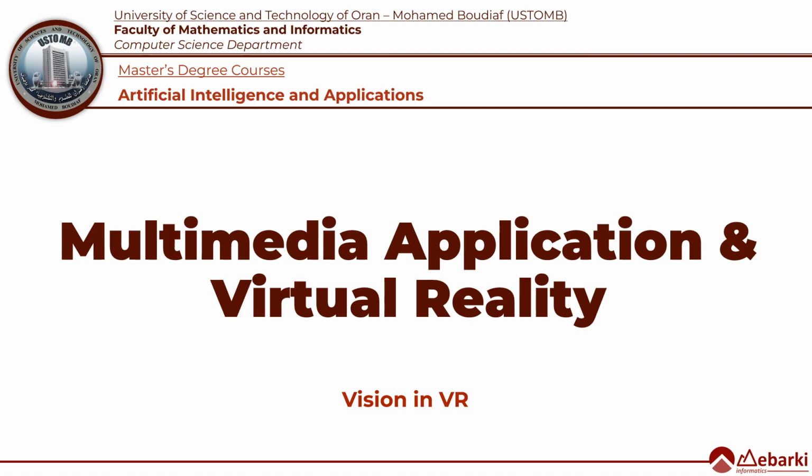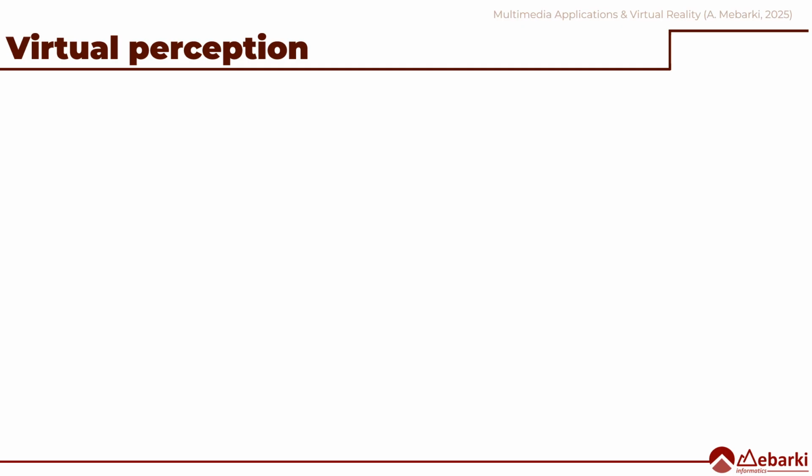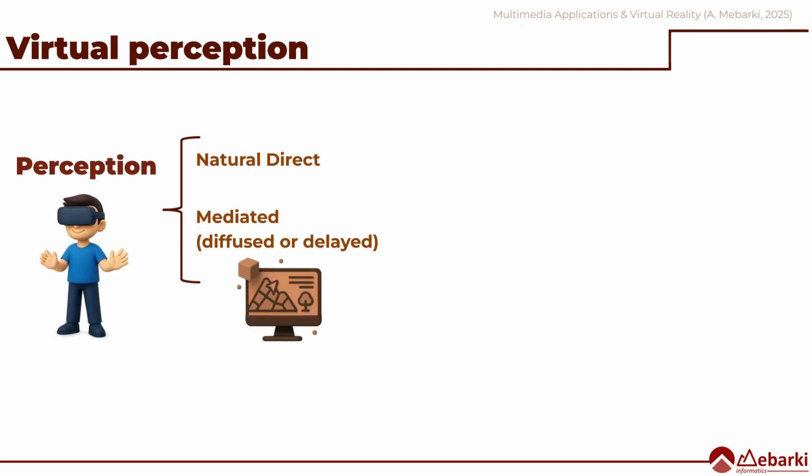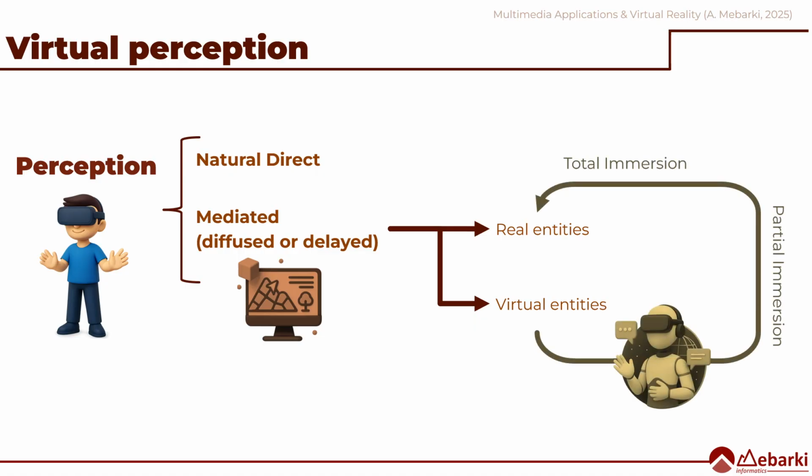This section details the visual immersion in VR. Visual perception may occur directly and naturally without any intervening interface, or it may be mediated, diffused, or delayed when the image is conveyed through peripheral devices. The entities perceived through screens can be either real or virtual. When virtual entities are perceived while completely disregarding their artificial nature, the user experiences total immersion. Conversely, if this perception is partial or filtered, the resulting immersion is necessarily limited.